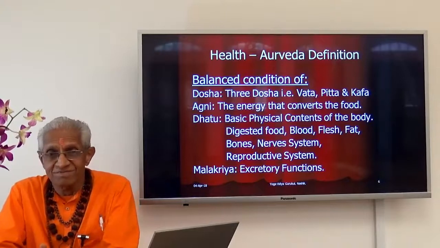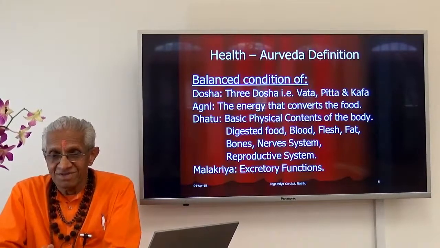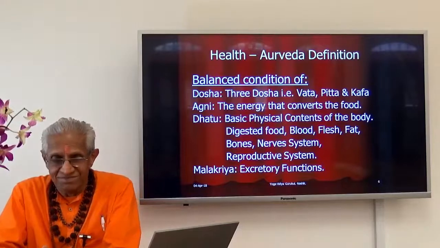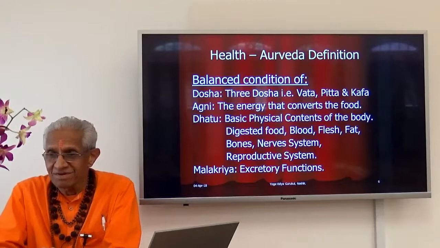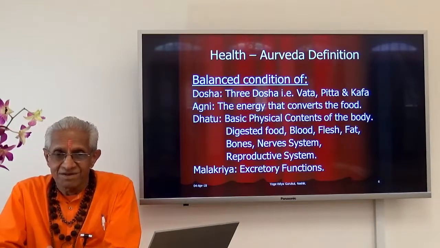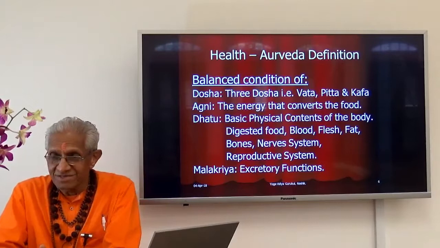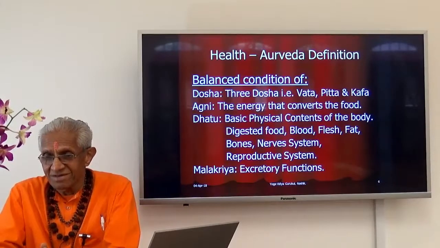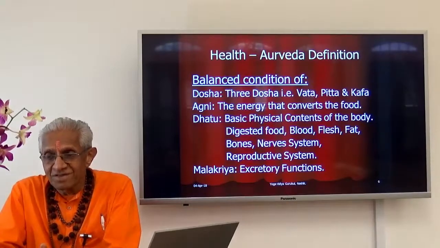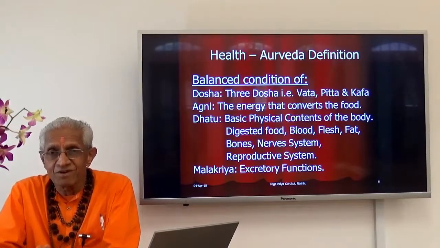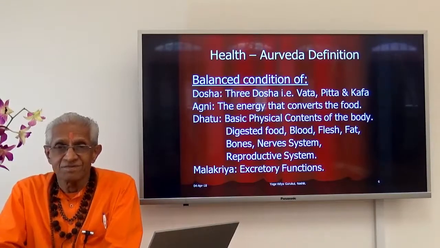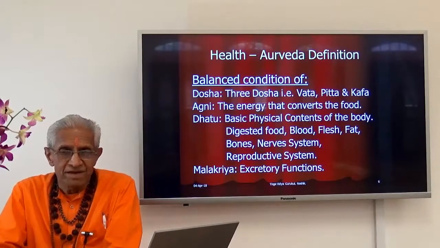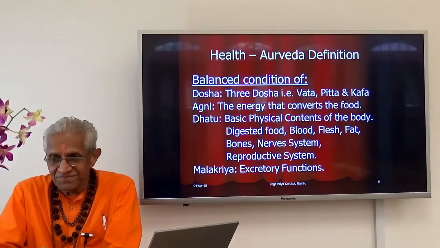If they are disturbed, if vata is disturbed, then somewhere some movement is disturbed. If pitta is disturbed, somewhere some conversion energy is disturbed. Or if kapha is disturbed, some holding together energy gets disturbed. So that is disease. So when there is a perfect balanced condition of all three doshas, vata, pitta, kapha, then it is perfect health.